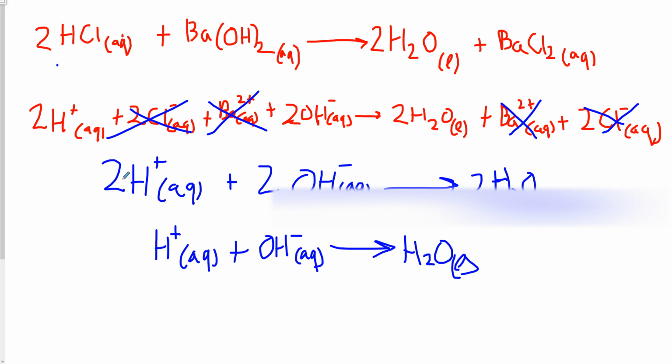So you write the complete balanced chemical equation, you dissociate everything, you cancel out your spectator ions, and finally you write what's left. And you also reduce the coefficients if, in fact, they are reducible.